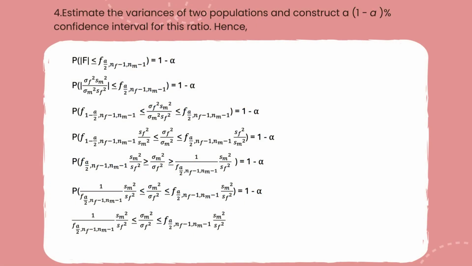Last but not least, we'll move on to question number 4. It wants us to estimate the variance of two populations and construct a 1 minus alpha percent confidence interval for this ratio. Since we are finding the ratio of two populations, we will be using the F distribution to get the value of the ratio. After the process of transferring all the unnecessary terms, we will get this last interval.